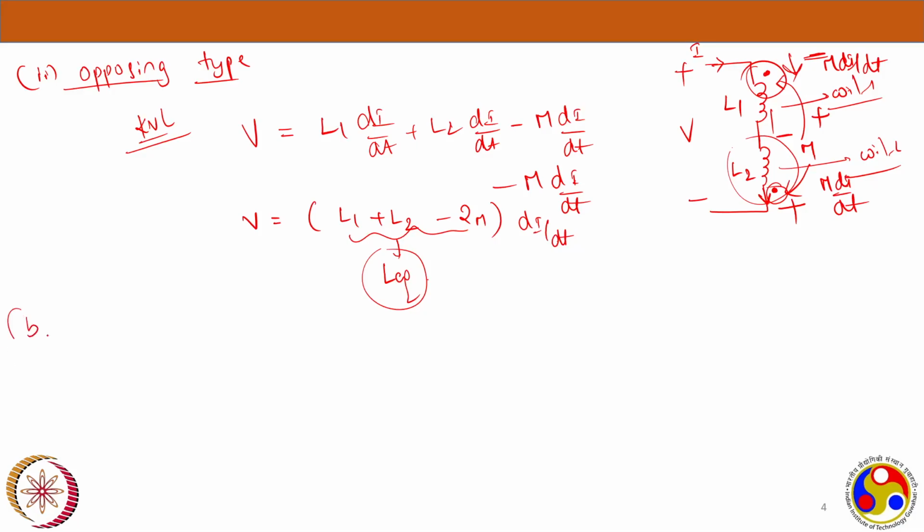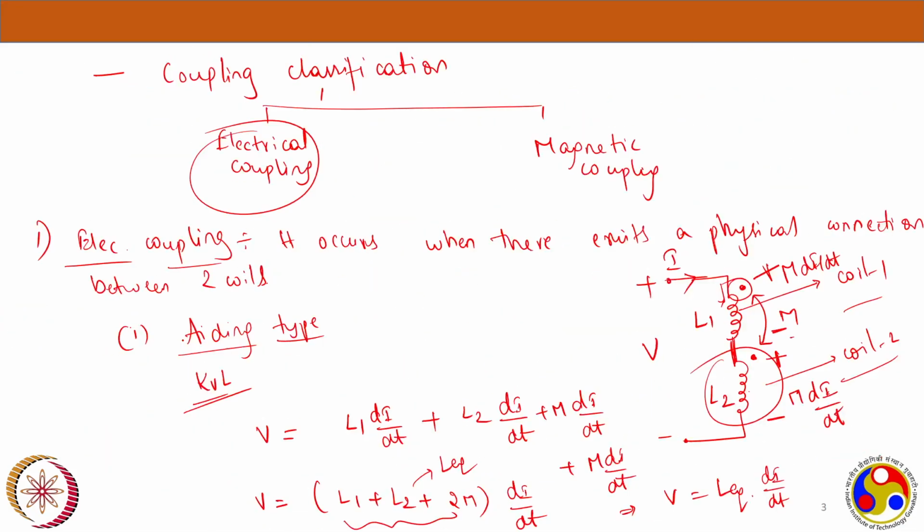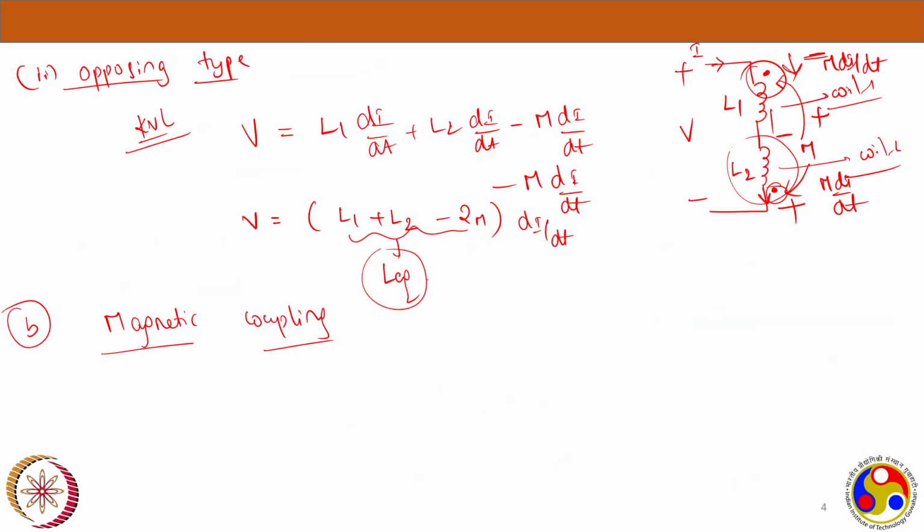Now let's look at the magnetic coupling. This is what actually happens in a transformer or any circuits you see. The windings are wound on two cores. There is no physical connection between them. They are magnetically coupled. Magnetic coupling. So can anyone tell me the definition of magnetic coupling? We just saw the definition of electrical coupling: it occurs when there is a physical connection between two coils. Then what is magnetic coupling? It occurs when there is no physical connection between two coils. That's it.